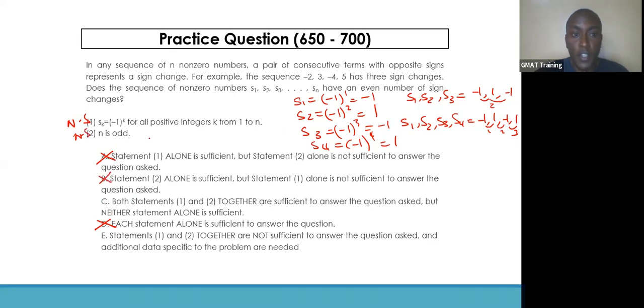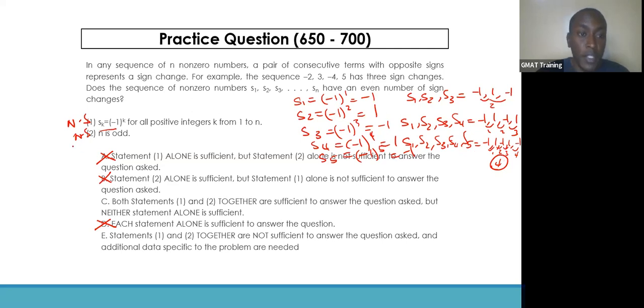Let's combine this. So we have the sequence, we also have n as odd. If you had to take S5, we'll have -1 to power 5. This is -1. So how many sign changes will there be for S1, S2, S3, S4, S5? We have -1, 1, -1, 1, then -1: 1 change, second, third, and fourth, and so forth. Even number. For every odd number of numbers in the sequence, we'll have an even number of sign changes.